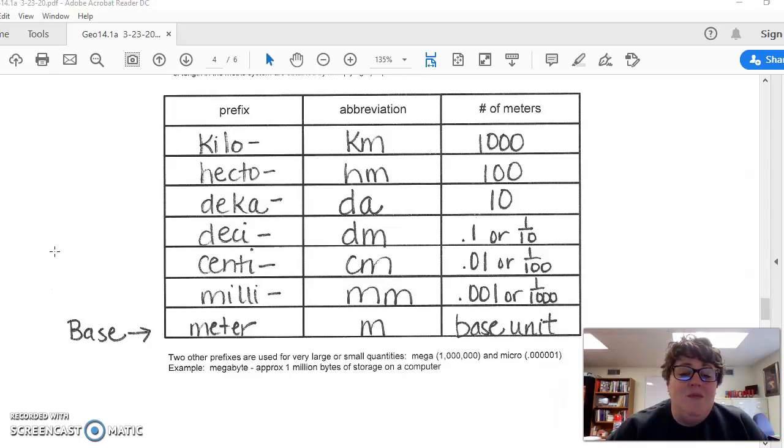Now your base unit, most of what we will use is meters, but also know that that could be liters and that could also be grams. So your base unit, the numbers don't change, but what you're saying at the end of the prefix will change. So kilometers or kiloliters or hectoliters, but the process will stay the same no matter what your base unit is.